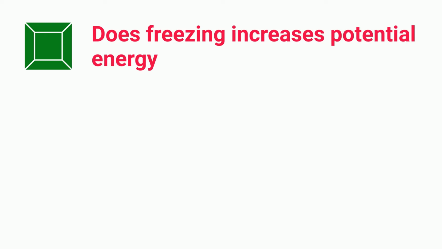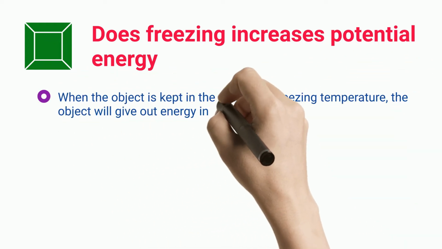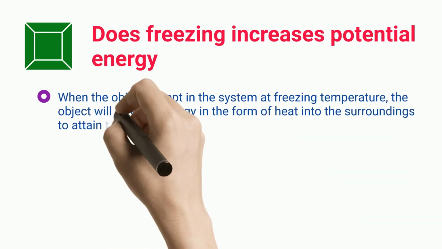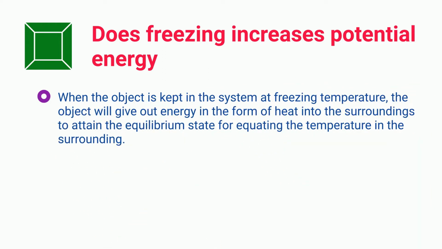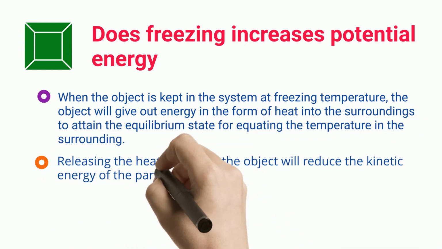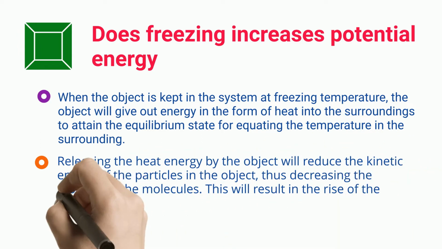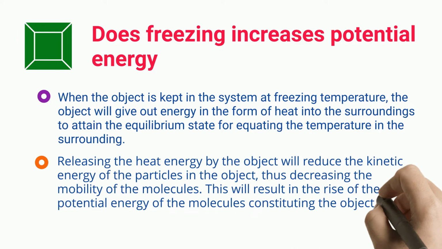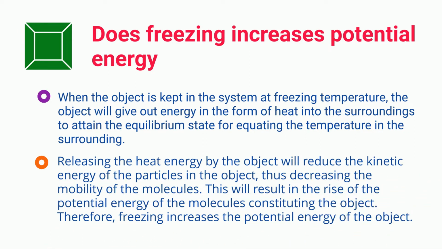Does freezing increase potential energy? When the object is kept in a system at freezing temperature, the object will give out energy in the form of heat into the surroundings to attain the equilibrium state, equating the temperature in the surroundings. Releasing the heat energy will reduce the kinetic energy of the particles in the object, thus decreasing the mobility of the molecules. This will result in the rise of the potential energy of the molecules constituting the object. Therefore, freezing increases the potential energy of the object.